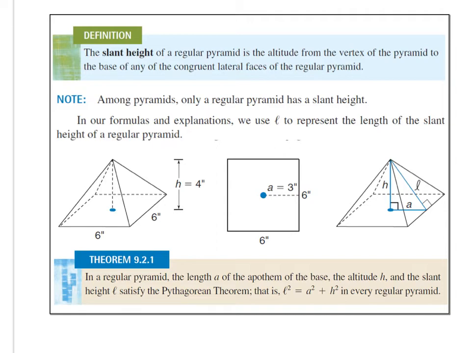So the length a of the apothem of the base, so that's this guy right here, the apothem, remember, is the height of the base, goes from the center out to, that's perpendicular to the base. The altitude h, so that's how tall it is here, and then the slant height l. So we can use the Pythagorean theorem here to solve for either the height, the apothem, or the slant height in any regular pyramid. So make sure that you understand the difference between the height and the slant height, and we use the cursive letter l to stand for that slant height.